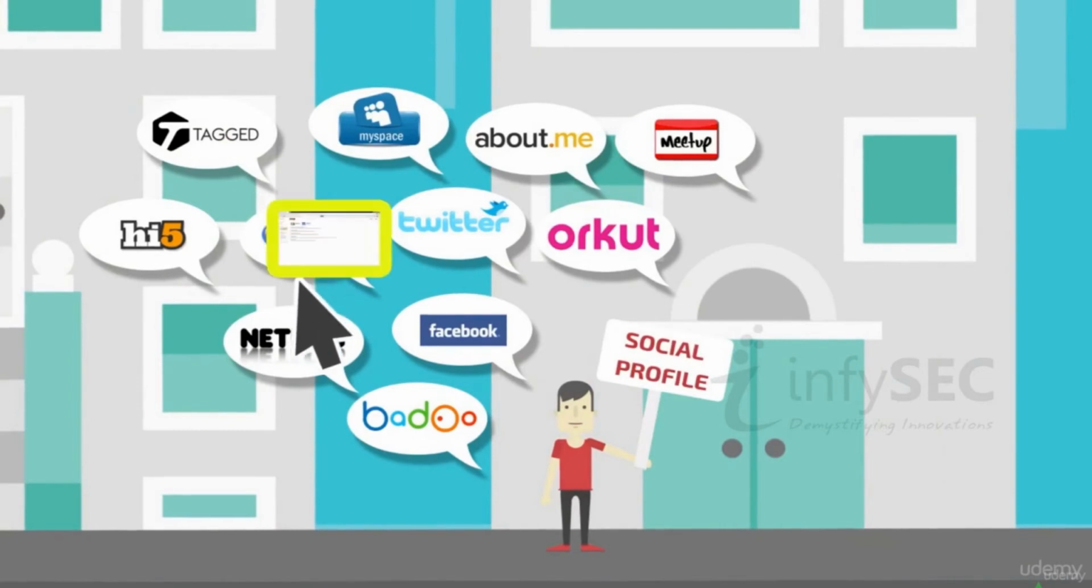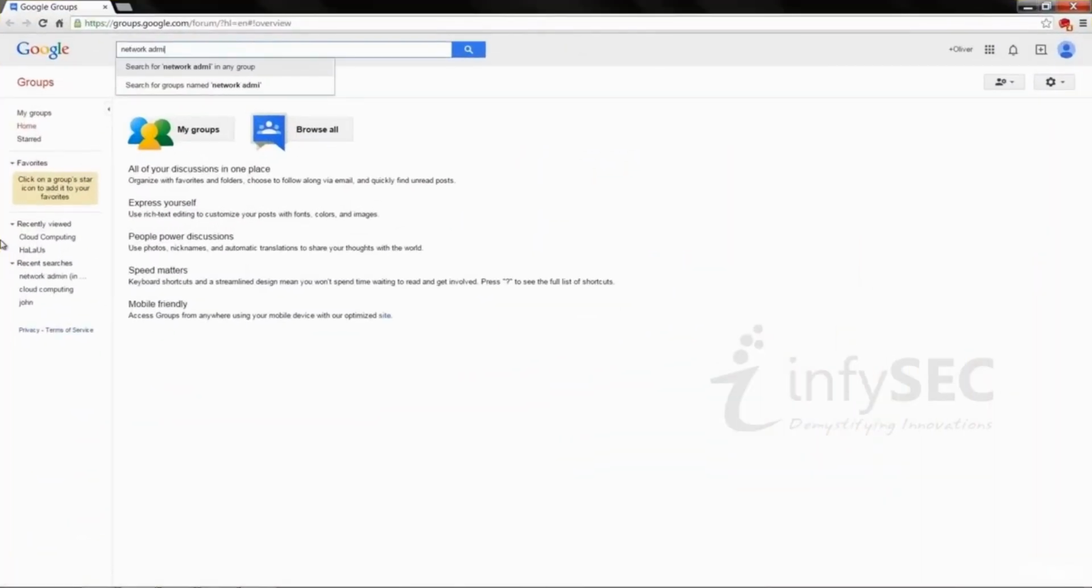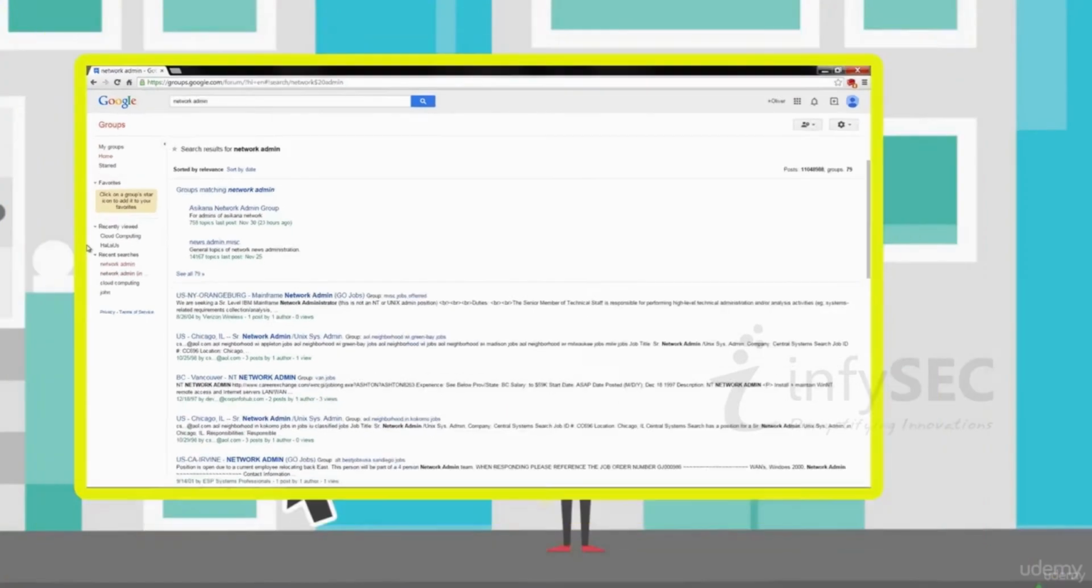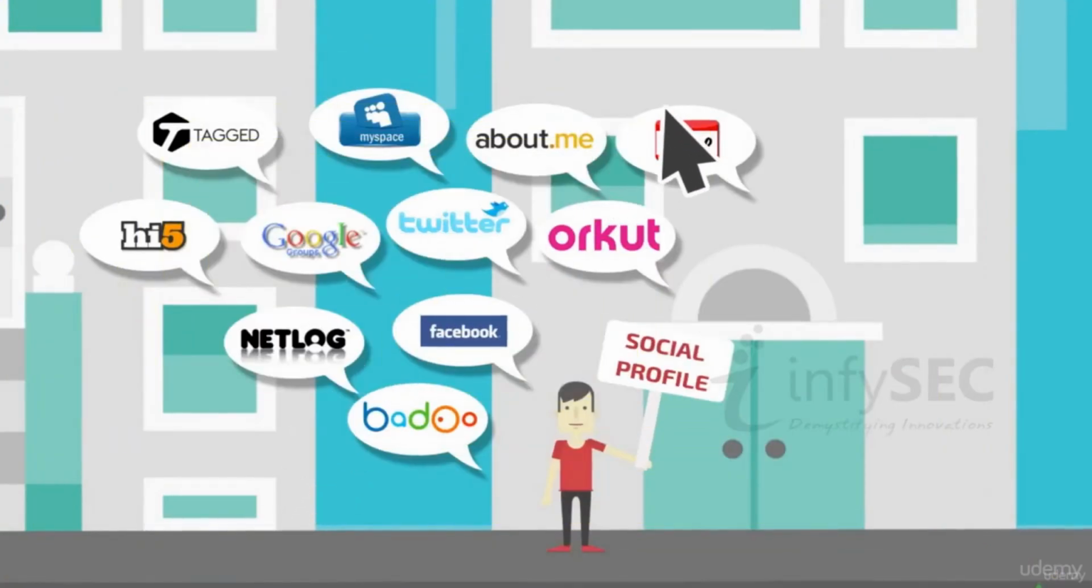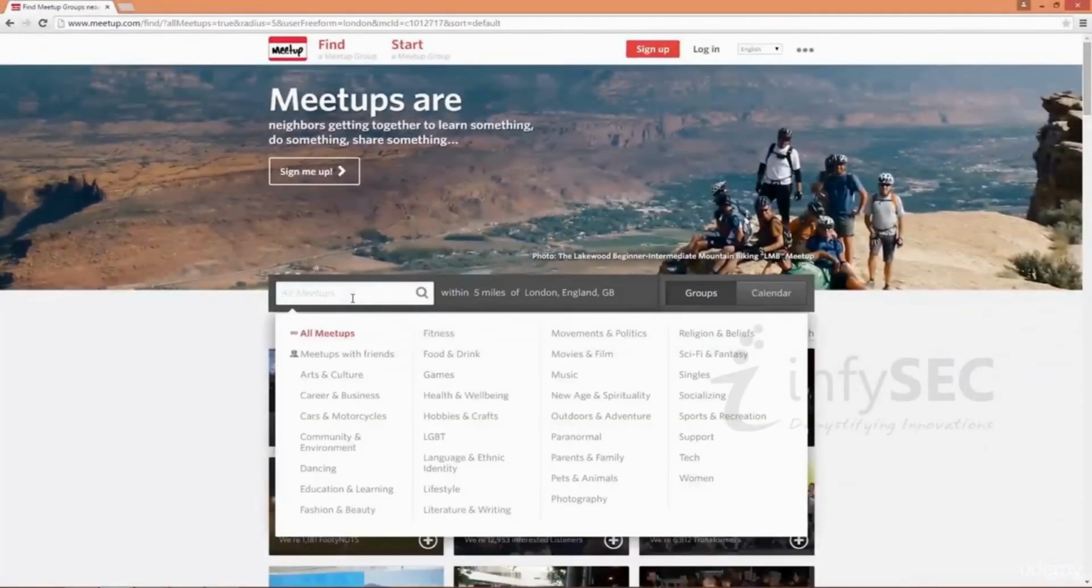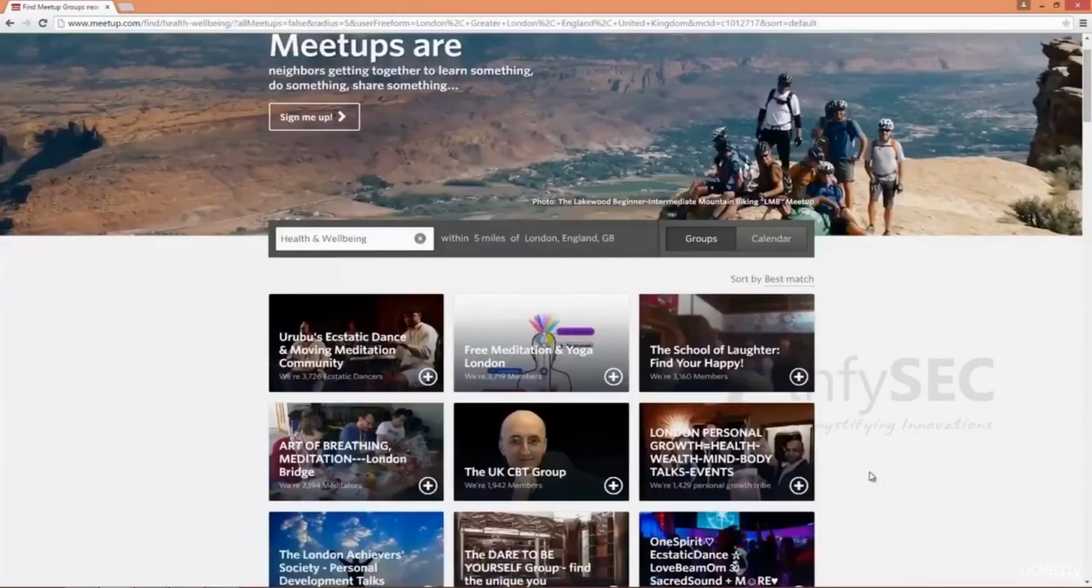Google Groups provide a shared user interface that allows threaded conversations among like-minded people. Meetup differs from other social networking sites in a way that facilitates offline group meetings, which provide a way to interact with people unified with common interests.